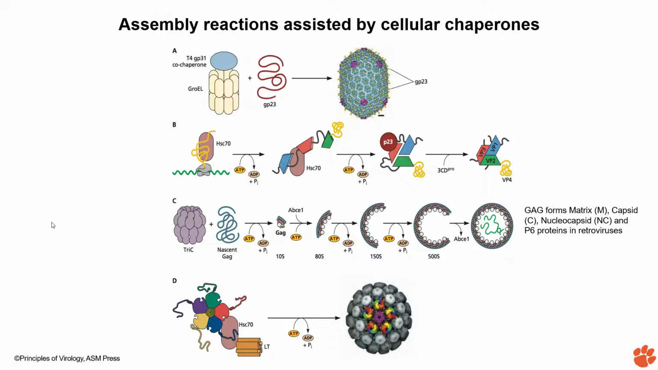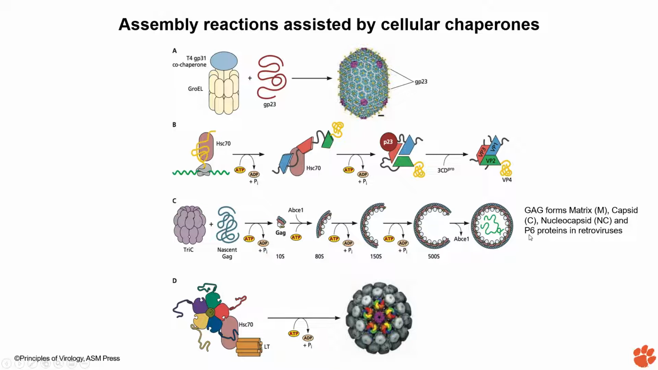So you take the GAG. Once the GAG polyprotein is formed, remember that the nascent GAG polyprotein folds in an ATP-dependent way, and these are the subunits from the GAG. The subunits of these GAGs are the matrix protein, here I wrote it down, the capsid protein, the nucleocapsid protein, and the P1 and P6 proteins.